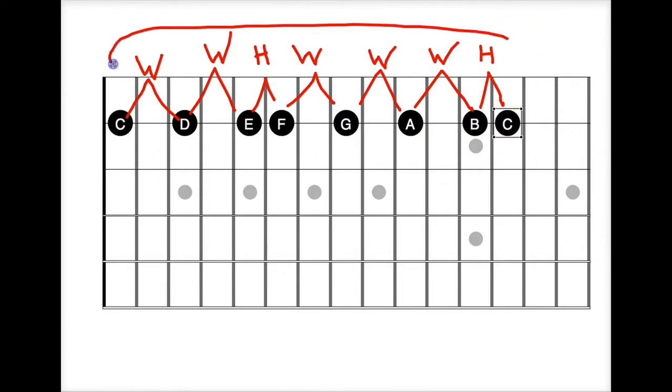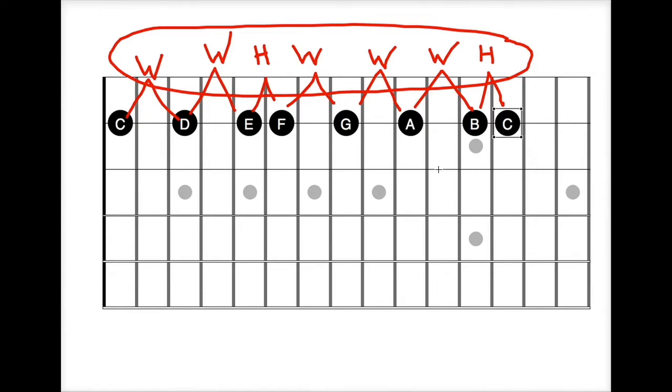This right there is the magic formula for a major scale. Whole, whole, half, whole, whole, whole, half. That is what you want to memorize. You want to memorize that formula right there. Whole, whole, half, whole, whole, whole, half.